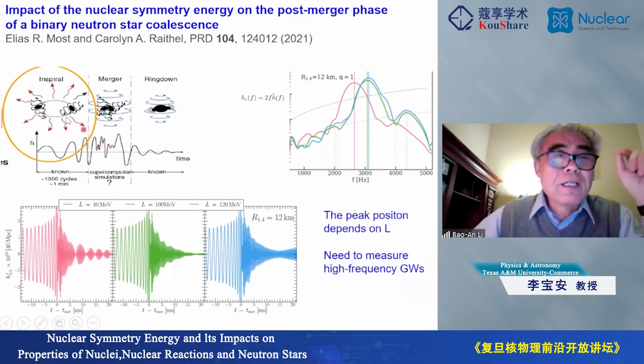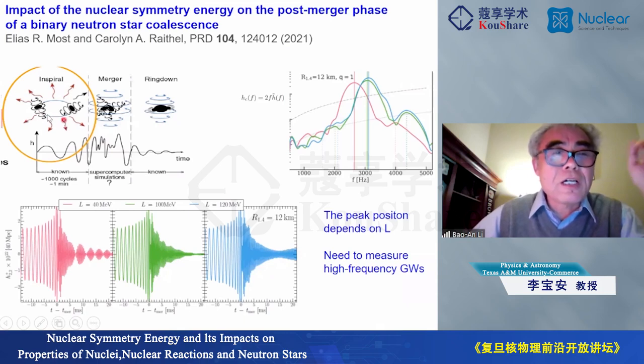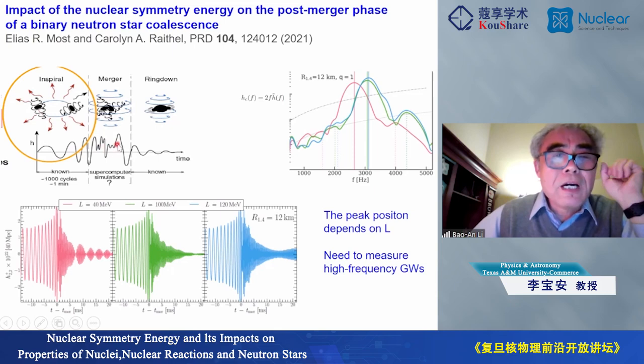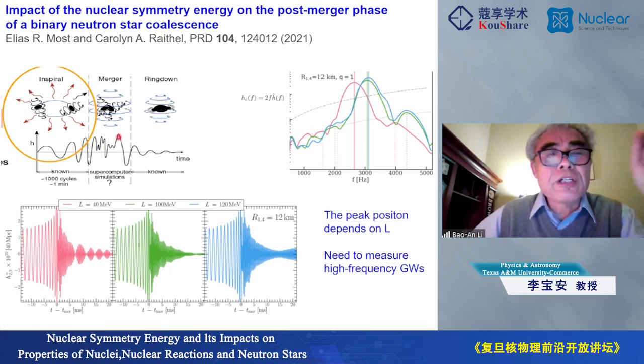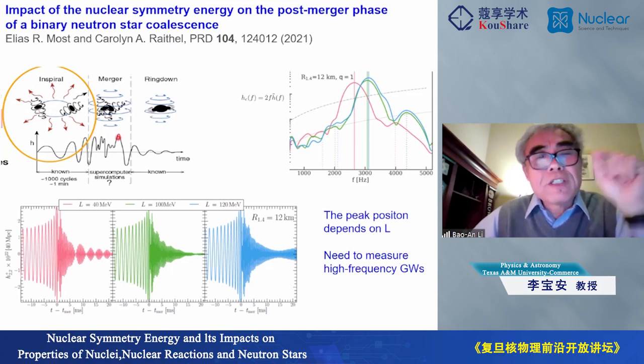Okay, we discussed the tidal polarizability during the inspiral phase when the two neutron stars are approaching. The neutron star will be deformed due to the gravitational field of the other one. After their merger, they generate high frequency gravitational waves. And there have been several papers showing that the position of this high frequency gravitational wave peak is sensitive to the nature of the hadron quark phase transition.